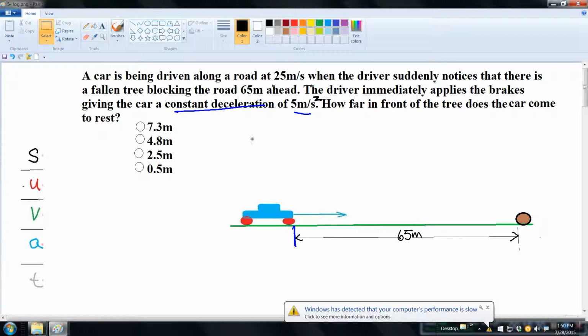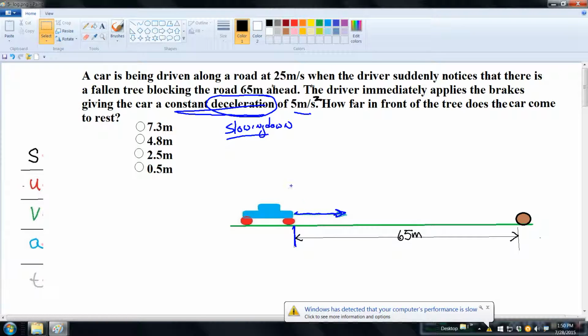Okay, so we know that this is a SUVAT problem or kinematic problem because there's constant deceleration. Now notice we've got the word deceleration in this problem, and this car's going down the road. We'll just say it's going to the right. So if that's the case and it's decelerating, it's slowing down, then that means that we've got to be careful about our signs with velocity and acceleration because they're going to be opposite.